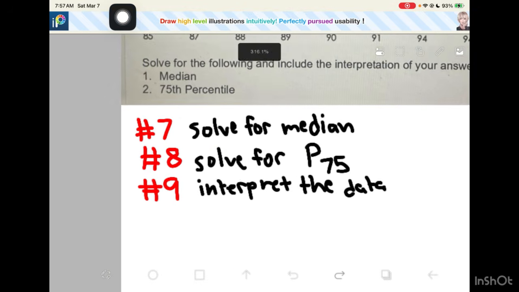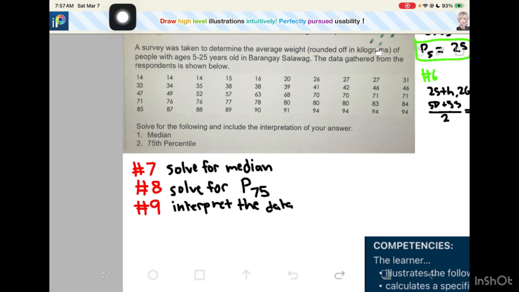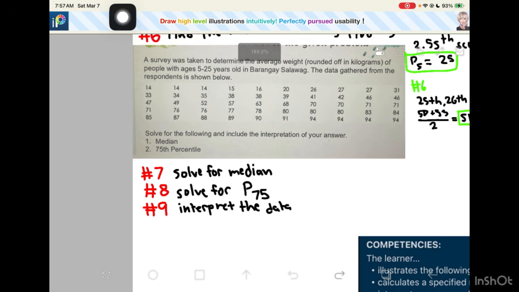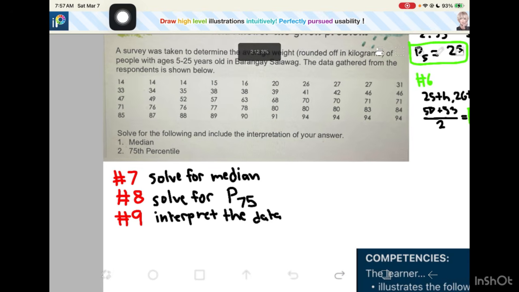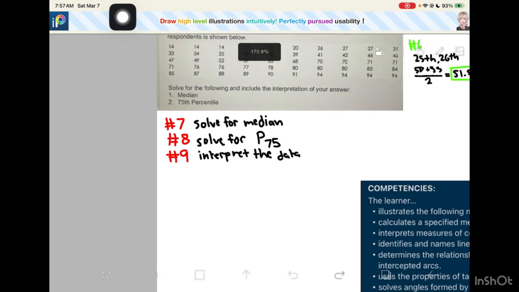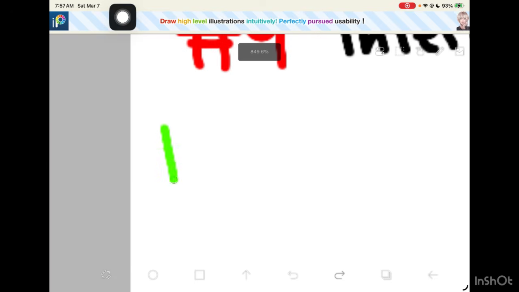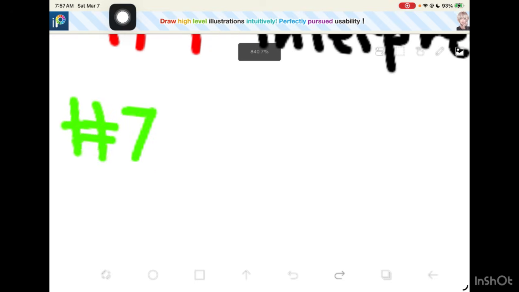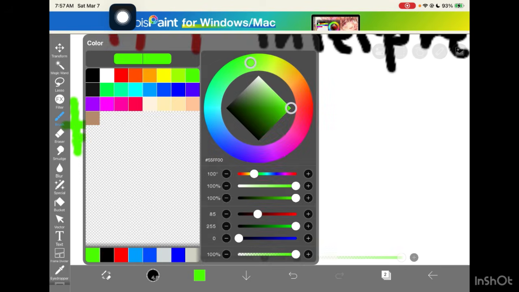Okay, so number 7. A survey was taken to determine the average weight rounded off in kilograms of people ages 5 to 25 in Barangay Salawag. The data gathered represents the respondents below. Okay, we need to solve for some things here. So for number 7, it's median again. So let's try to use a different solution now. Let's try to use the P of 50 solution, because P of 50 is the median.